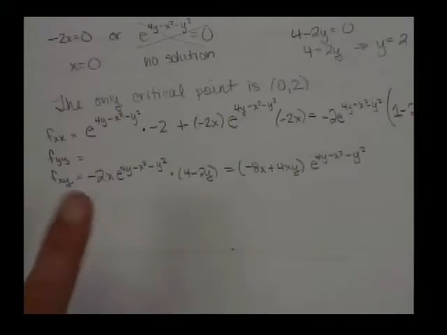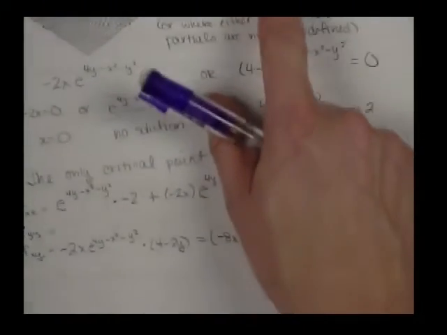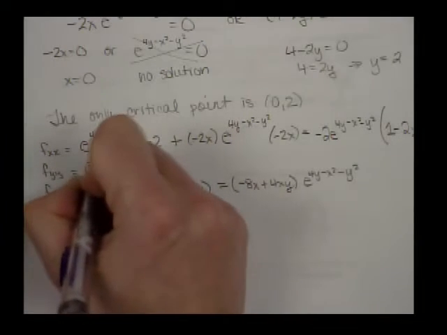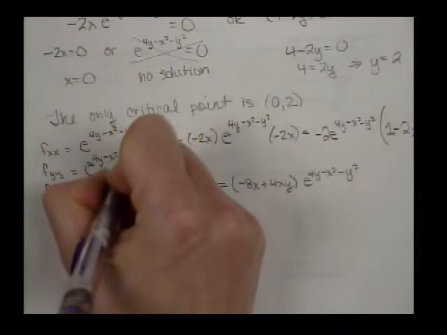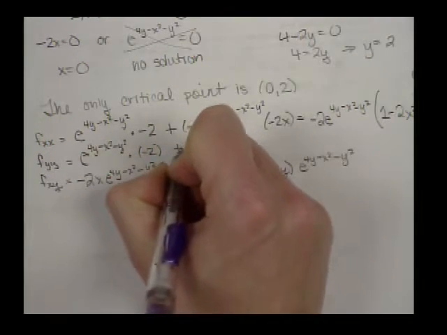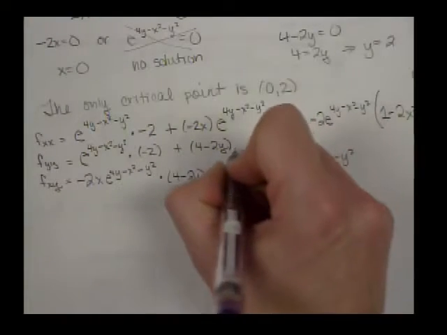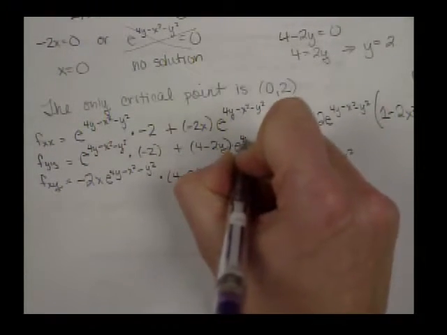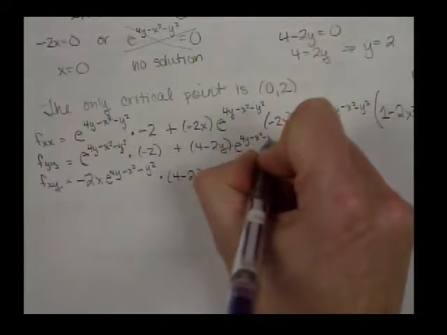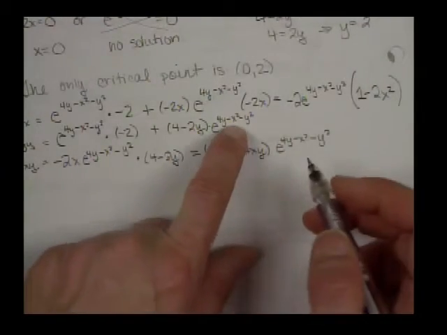Okay, and then f sub y. So we go to f sub y and take its derivative. So do we need to use the product rule? Yep. So first, times the derivative of the second, which will be negative 2, plus the second times the derivative of the first, and then we have to use the chain rule to take the derivative of that, so that now times the derivative of what's inside.